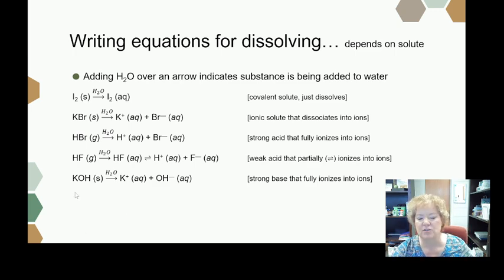And then lastly, we have a strong base. It's really not different from a salt because it is a salt. So its native state is solid. I put it in water. It's going to break up into its potassium ion and its hydroxide ion, which would both be aqueous. So for this one, in net ionic equations, we're going to leave it as the aqueous state because that's the predominant form.